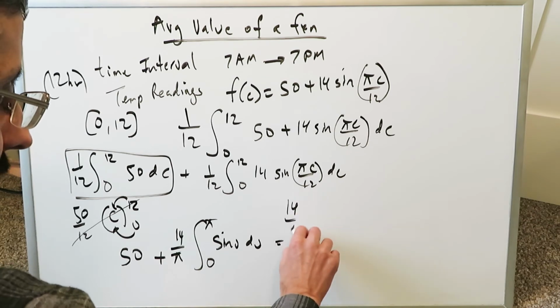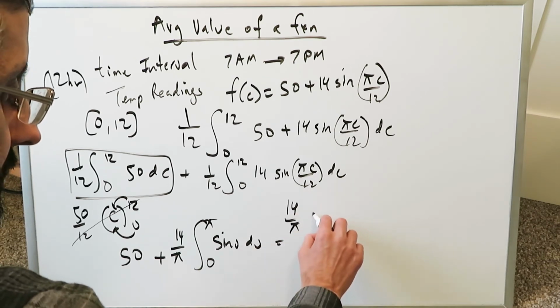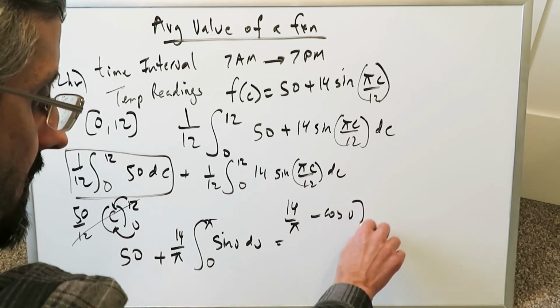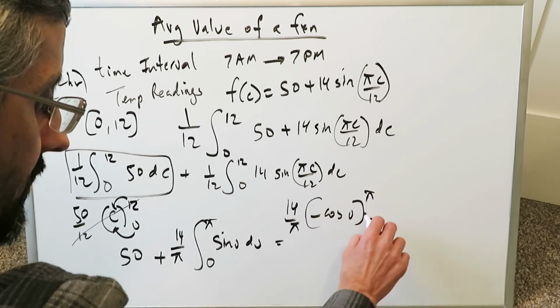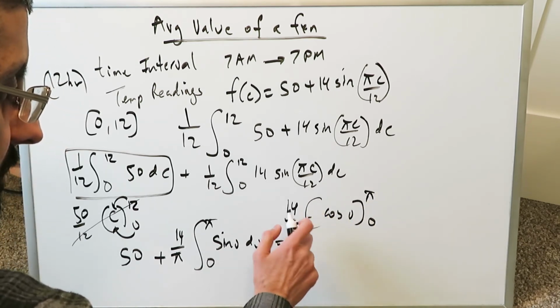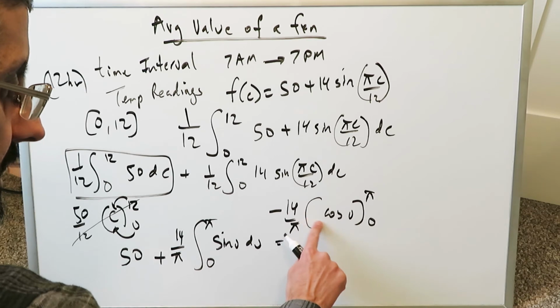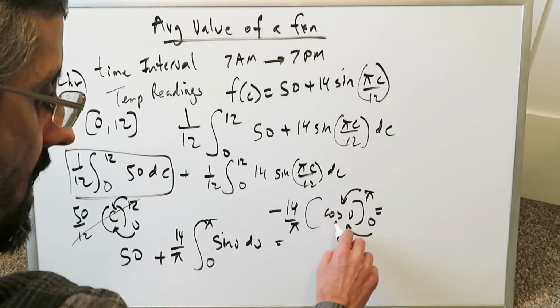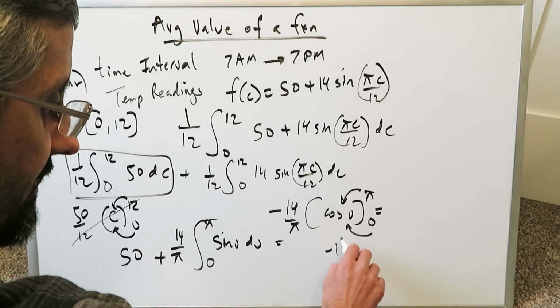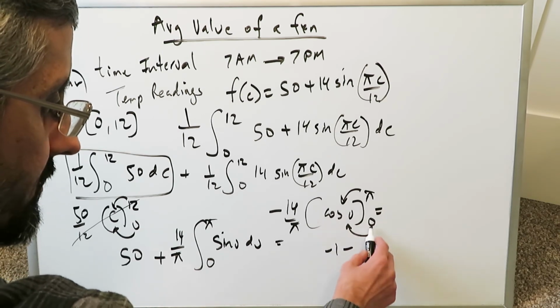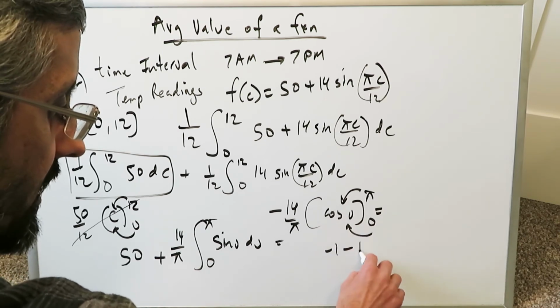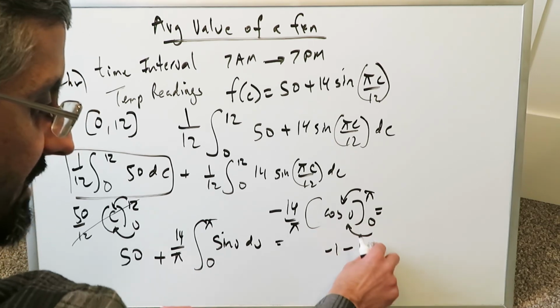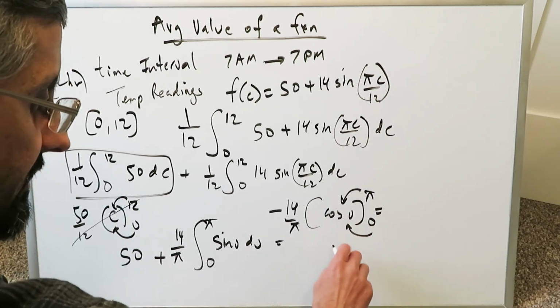We have a 14 over pi. The antiderivative of sine u is a minus cosine u. We're looking at everything from pi and 0. This minus can very well be brought right outside here, and there's absolutely nothing wrong with doing that. You bring in the pi and the 0. When you do cosine of pi, you have a minus 1. Then you do the difference of the two. When you do cosine of 0, you have a 1. Minus 1 minus 1 is a minus 2, right? Minus 1 minus 1 is a minus 2.